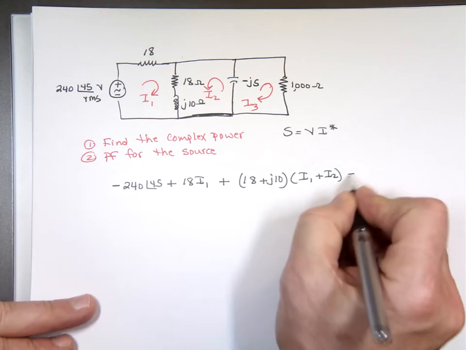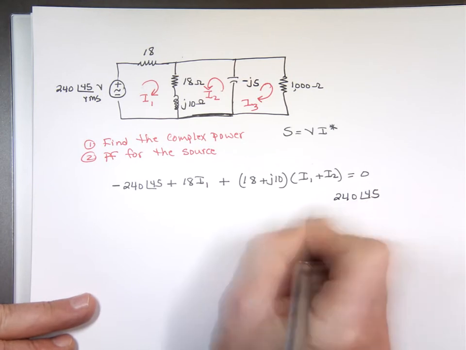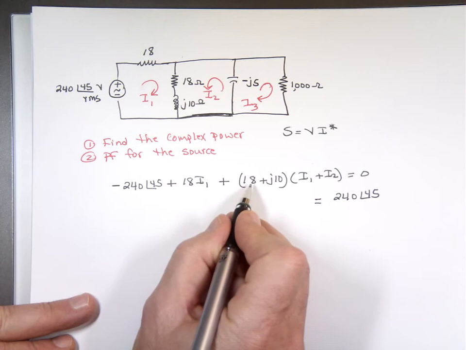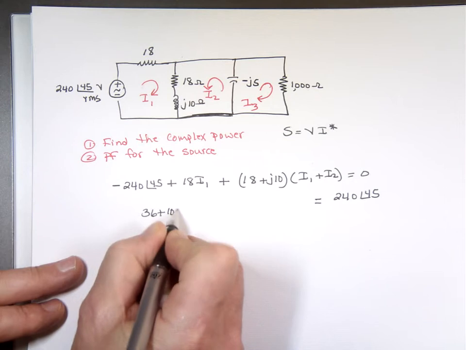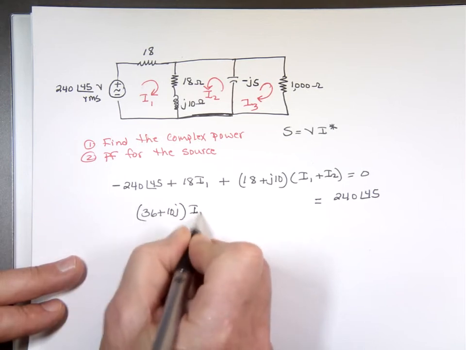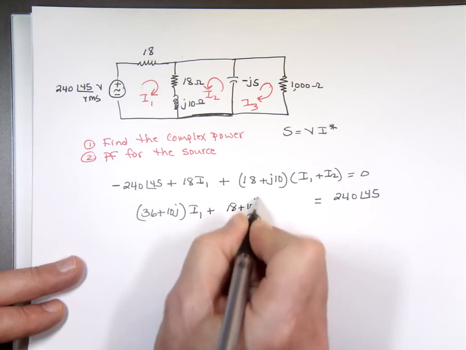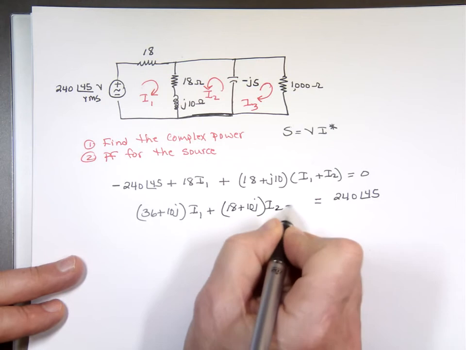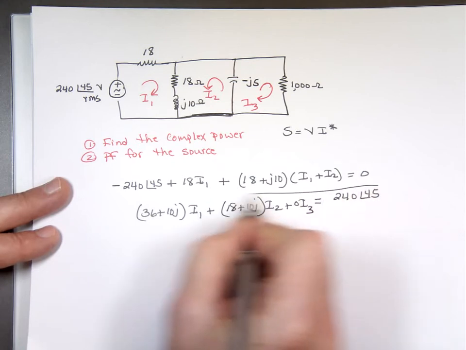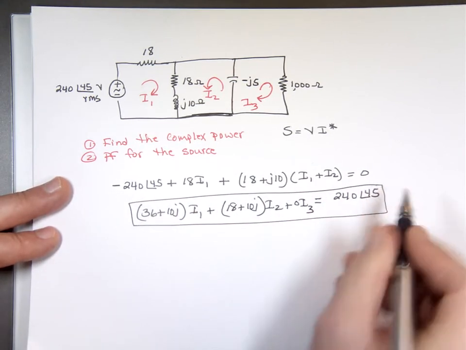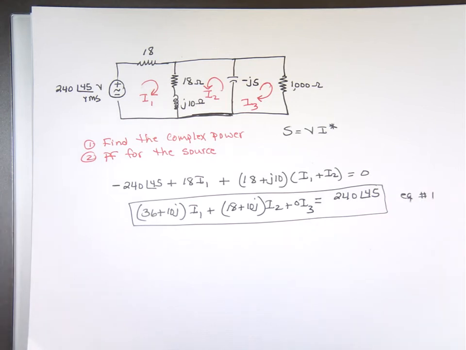And if you clean that equation, what do we have? We have 24 angle 45 equals 18, that's 36. 36 plus 10J times I sub 1 plus 18 plus 10J times what? I sub 2. What about I sub 3? There's nothing. That's 0 I sub 3. That's equation number 1. Notice the equation is really straightforward.